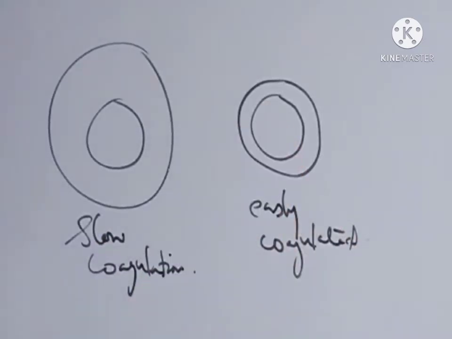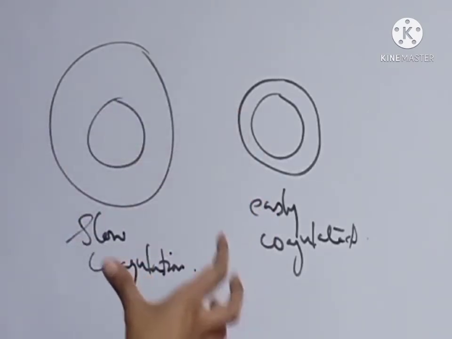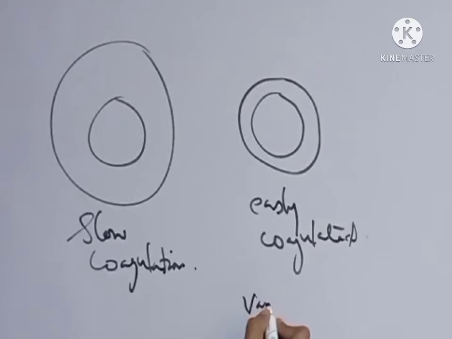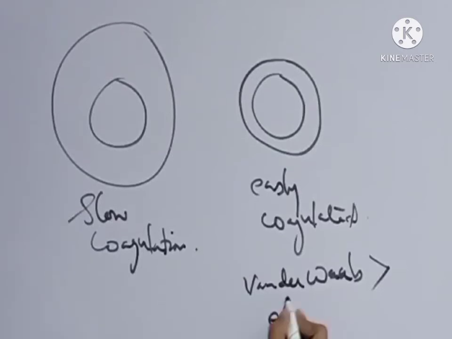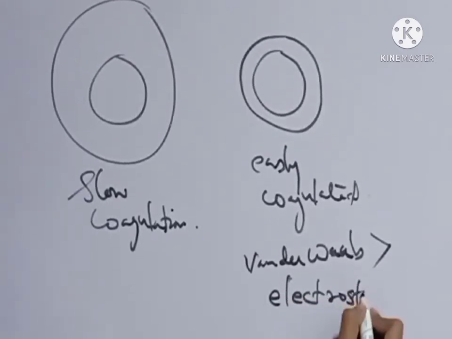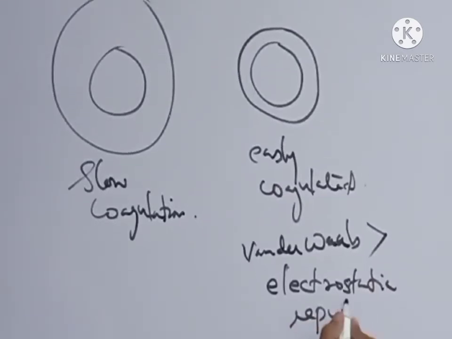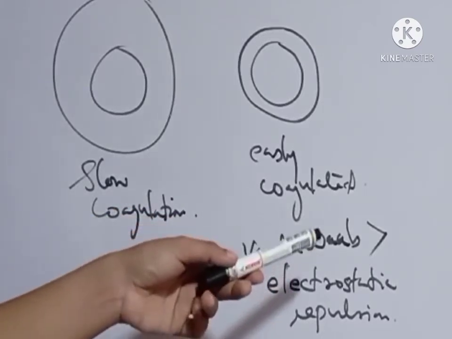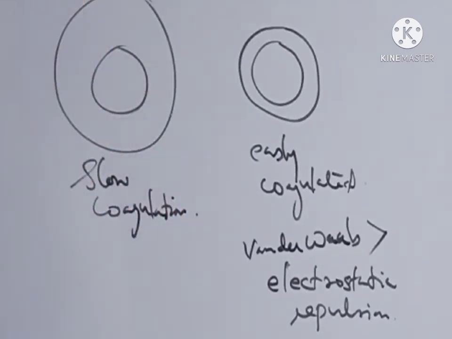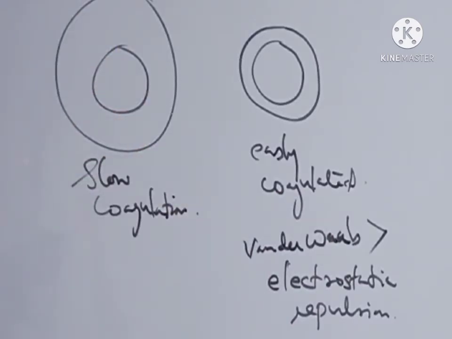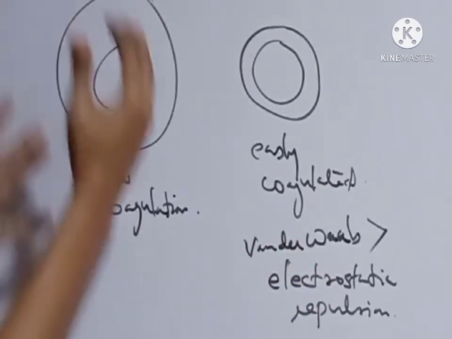The reason behind this is that when the thickness is very low, the van der Waals forces are greater than the electrostatic repulsion. When the magnitude of electrostatic repulsion is lesser than the van der Waals force, then coagulation occurs very easily. But in the case of a thick double layer, the magnitude of the van der Waals force is lesser than the electrostatic repulsion. So coagulation will happen only very slowly.